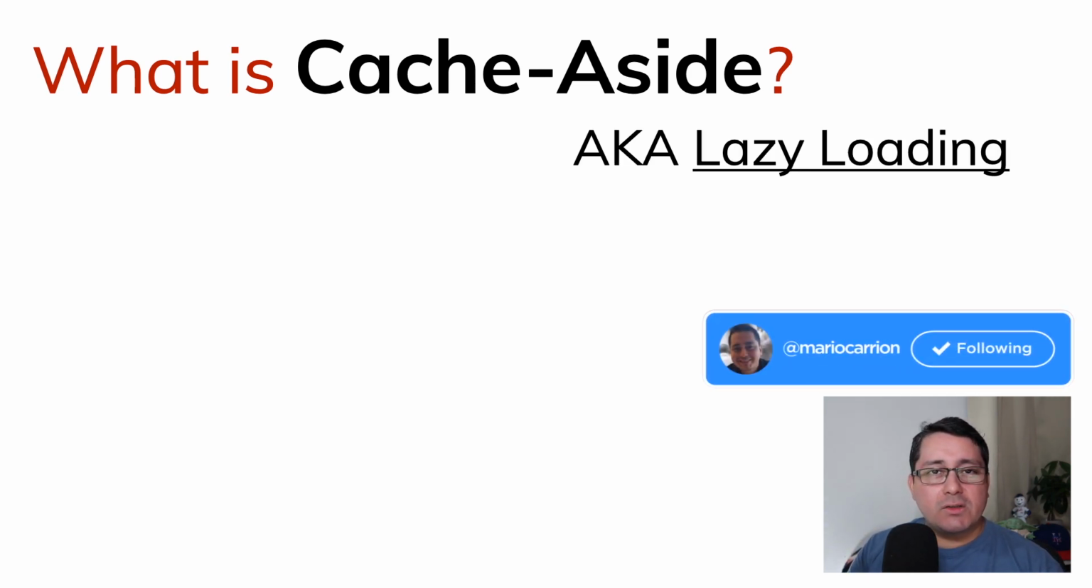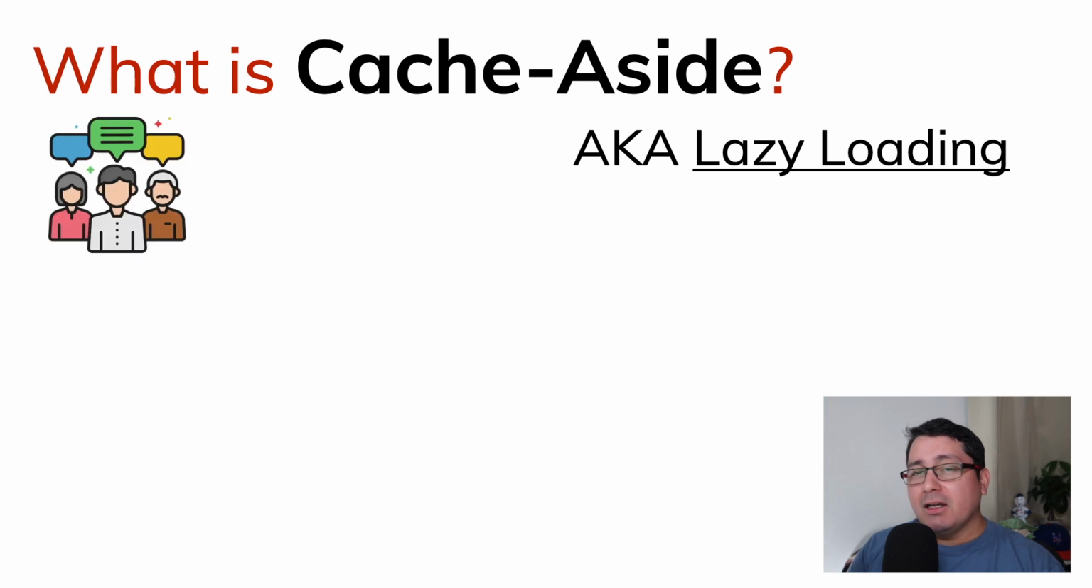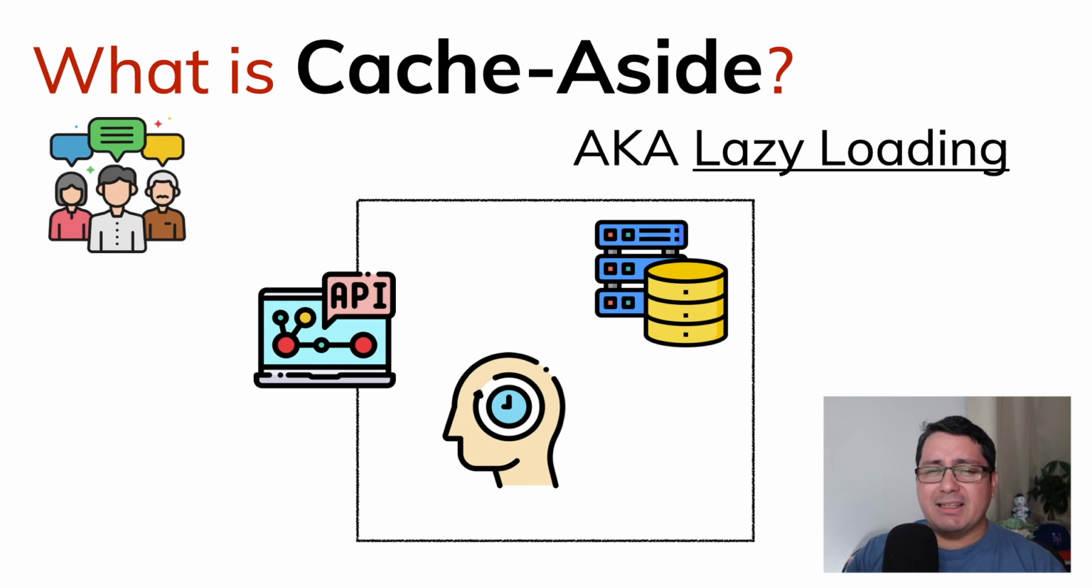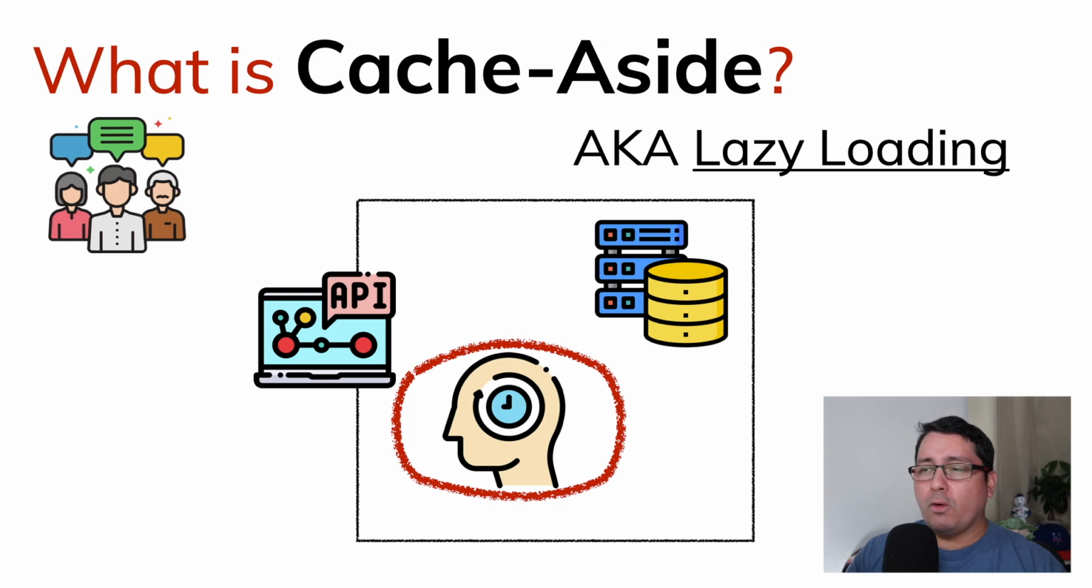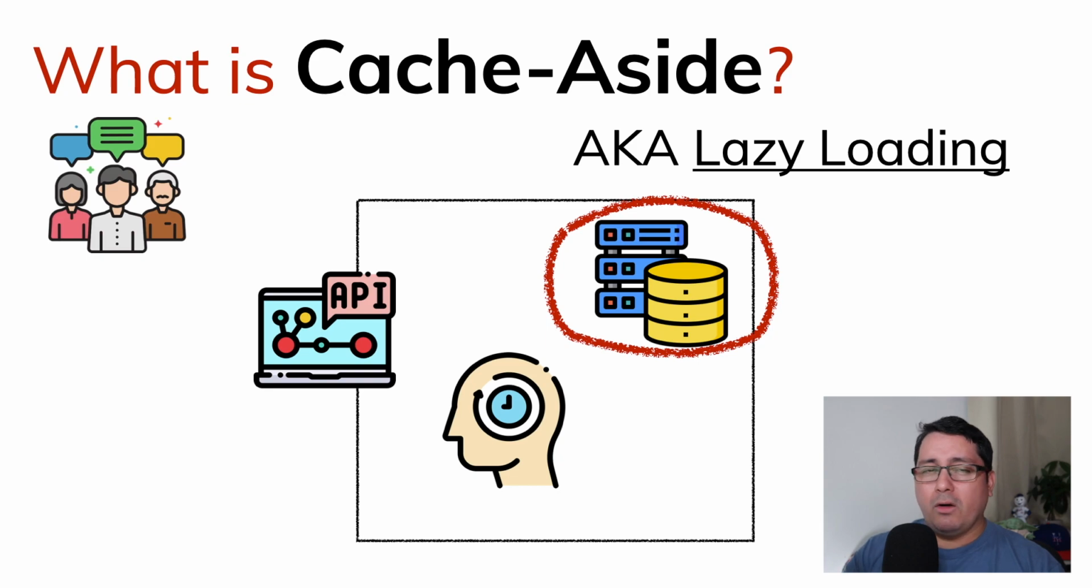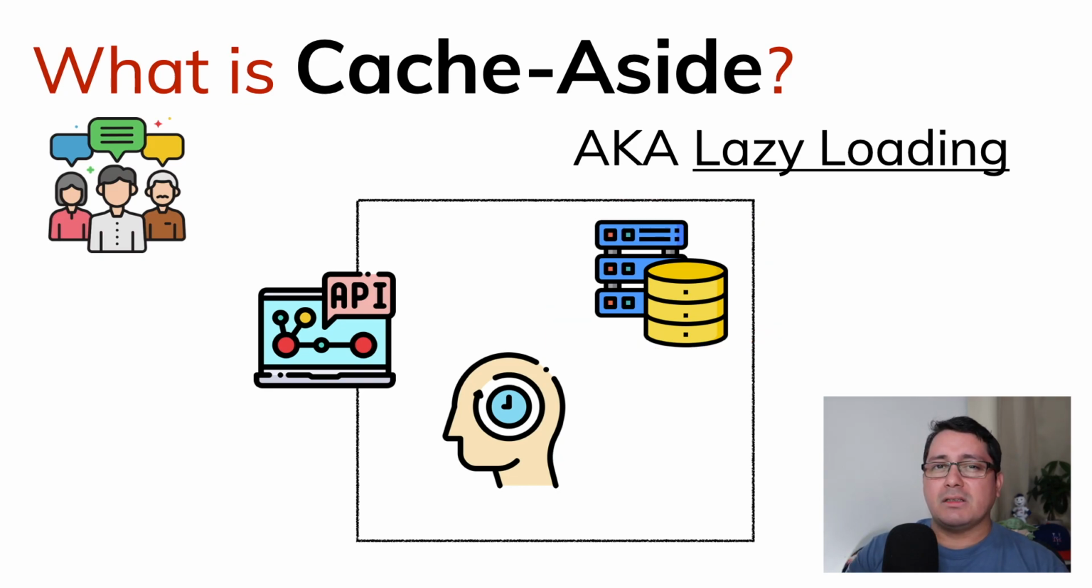Cache aside is also known as lazy loading. The way it works is that you have your clients and you have your API, and this API has an imaginary square, think about it. Inside that imaginary square, there is a memory store, and there is also your regular persistent data store. This memory store is going to be used for getting the values as quickly as possible. And if those values are not there, we're going to be retrieving them from your regular database or persistent data store.